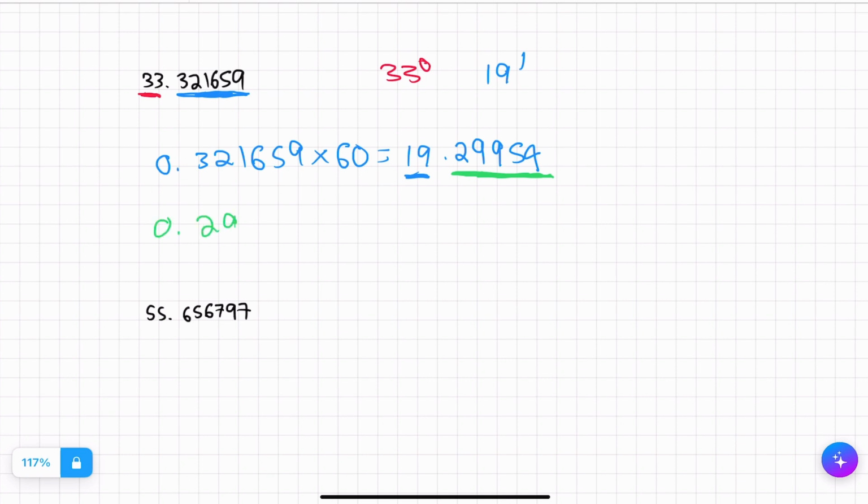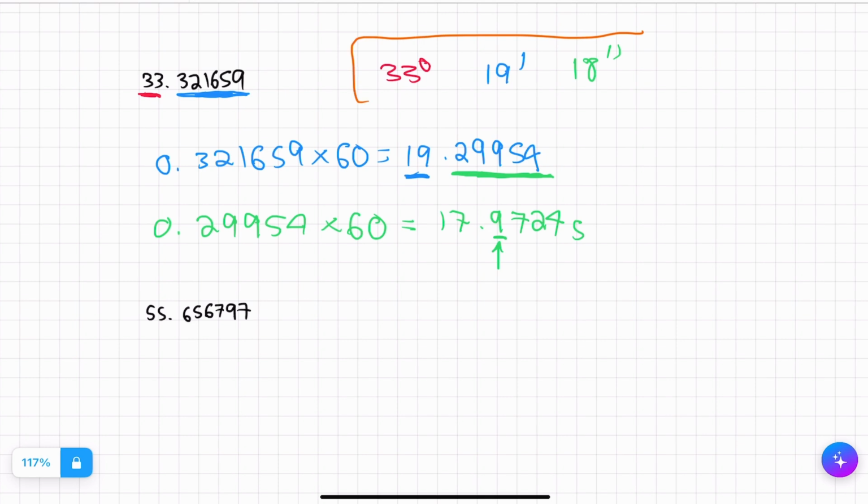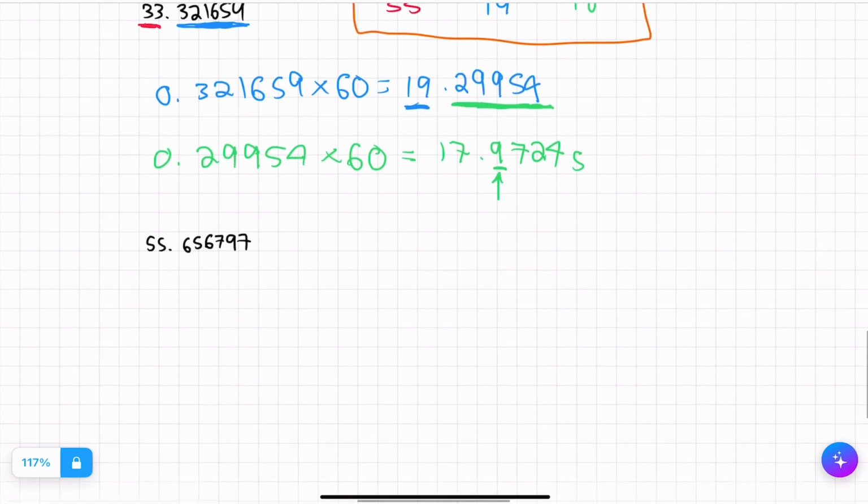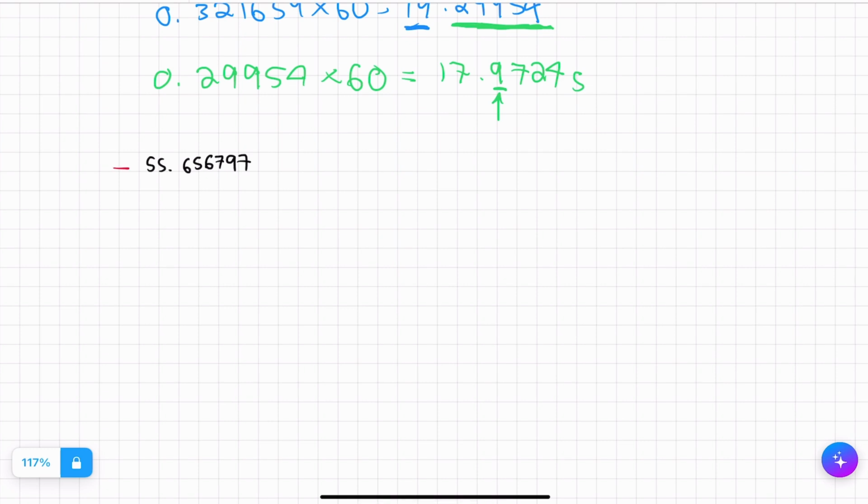So 0.29954 times 60 is going to give us 17.9724 seconds. And again, because we have a 9 here, I'm going to round this up to 18. So we'll write 18 seconds. Our final answer is 33 degrees, 19 minutes, and 18 seconds. All right, now pause the video and go ahead and try this one on your own, and we'll go over it together.